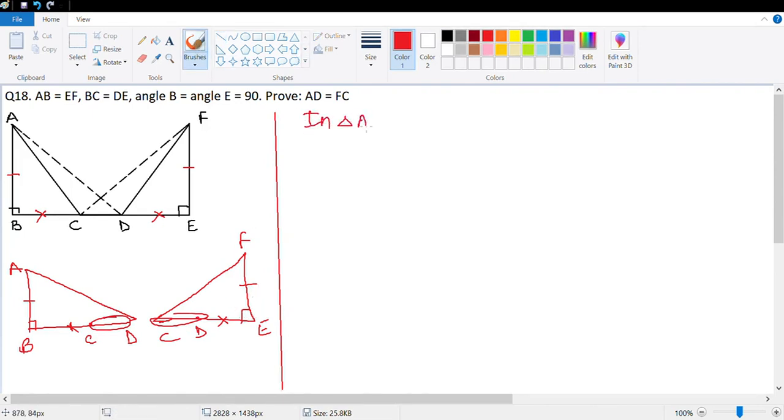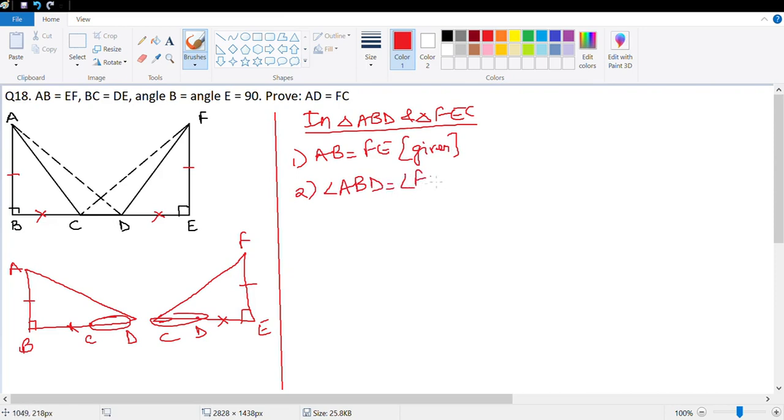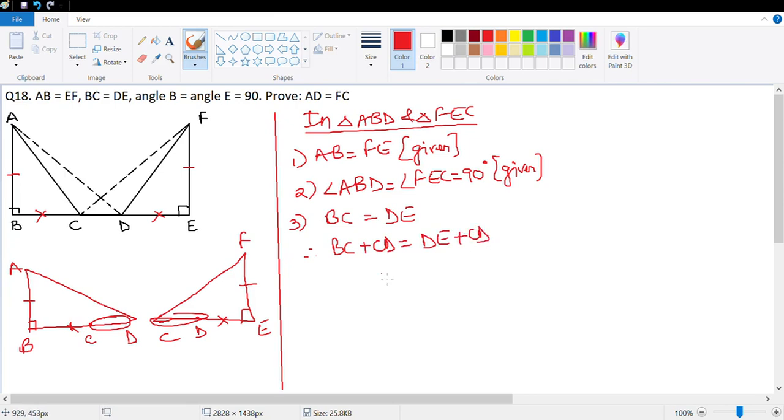In triangle ABD and triangle FEC. Point number 1, AB is equal to FE. This is given. Point number 2, angle ABD is equal to angle FEC is equal to 90 degrees. This is given. Next, BC is equal to DE. Therefore, BC plus CD should be equal to DE plus CD. We've added CD on both sides. What this means is BC plus CD, that's BD, is equal to DE plus CD, which is CE.